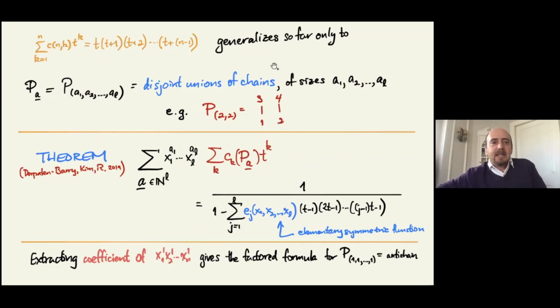And then this last formula, the one that's the product formula, as I said, this one only will generalize to disjoint unions of chains. So let me introduce a notation for the sizes of the chains. Let me call the sizes of the chains in a disjoint union A1, A2 up to AL. So the one that we looked at before was P sub 2,2, and the chains are of size 2 and 2.